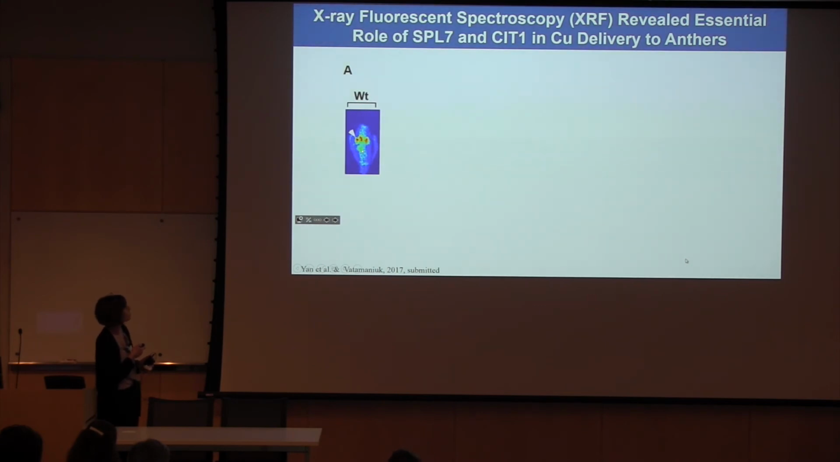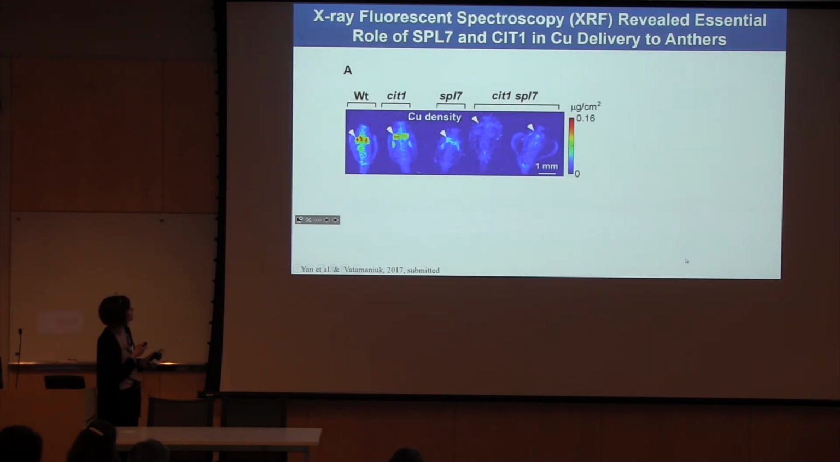It also localizes at carpels, but the majority is still in anthers. And then when we look at the different mutant lines, we can see that SIT1 is somewhat affected. SPL7 is more affected, but then the double mutant has barely detectable copper, all right?